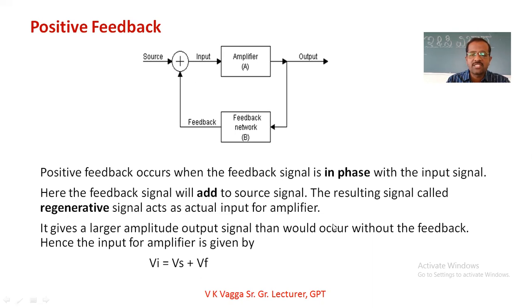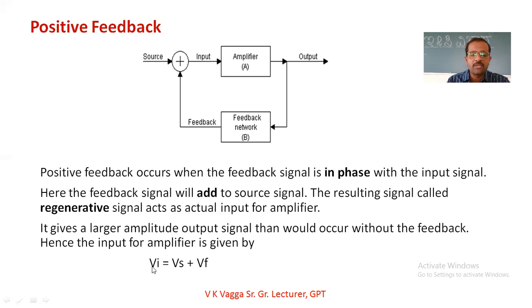Whatever the resulting signal is, it is called a regenerative signal. The output of this summer is called a regenerative signal, and it acts as an input for an amplifier. It gives a larger amplitude output signal than would occur without the feedback.